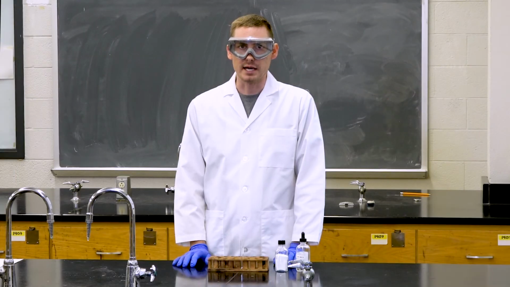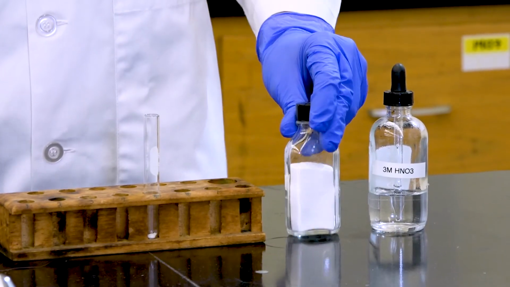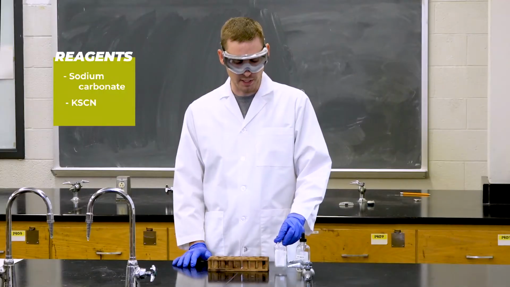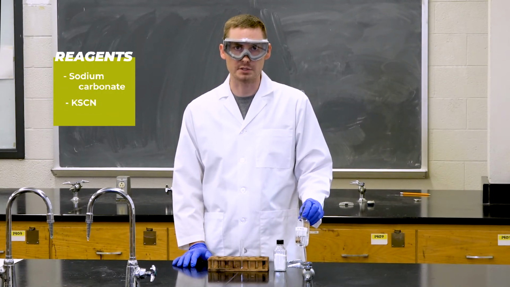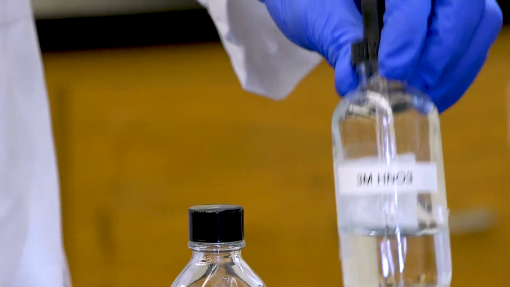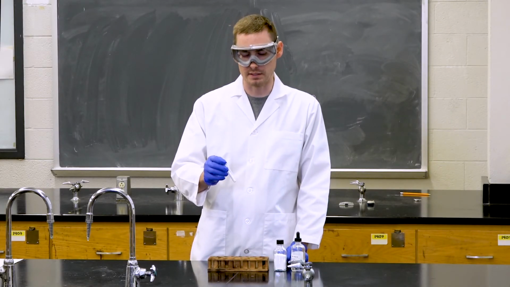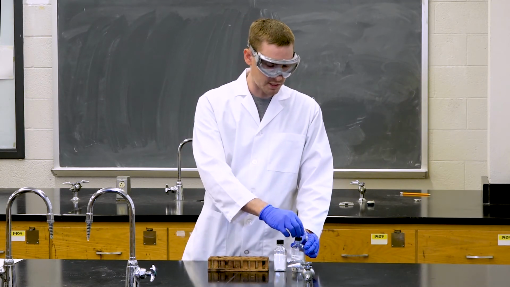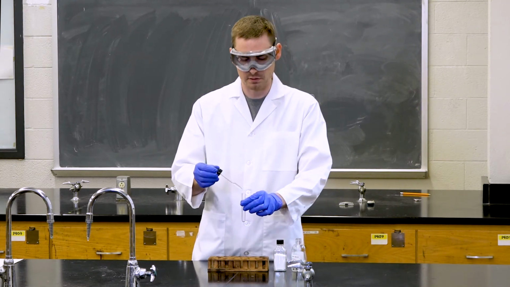For the final part of this lab, we're going to be doing a gas releasing test. To do so, we're going to be using sodium carbonate, which is similar to baking soda that you may have in your home, but has 2 sodiums instead of 1, and 3 molar nitric acid, which is a strong acid. I've put a small amount of sodium carbonate in this test tube, and we're going to add a couple of drops of nitric acid to it and observe the reaction that occurs.